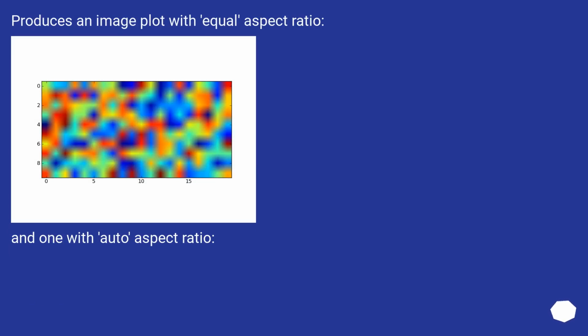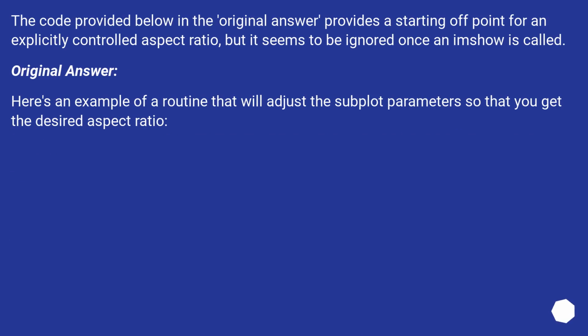Produces an image plot with equal aspect ratio. And one with auto aspect ratio. The code provided below in the original answer provides a starting off point for an explicitly controlled aspect ratio, but it seems to be ignored once an imshow is called. Original answer. Here's an example of a routine that will adjust the subplot parameters so that you get the desired aspect ratio.